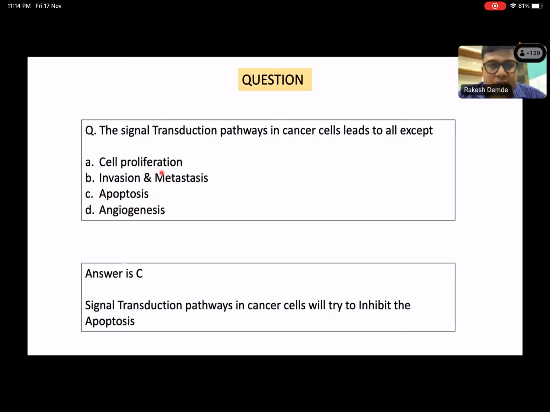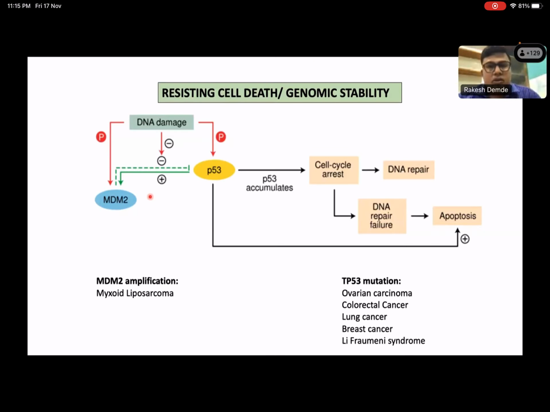Cell proliferation, definitely there will be alterations which lead to cell proliferation. There are transduction pathways which we have already discussed, like TGF beta, which leads to invasion and metastasis. Angiogenesis, we have seen again the signal transduction pathway from the receptor to the downstream, where you get the proliferation of endothelial cells. So apoptosis is the one component which the cancer cell tries to avoid. Apoptosis inhibition is one of the steps which signal transduction pathways will do, not apoptosis itself. So the answer is C.